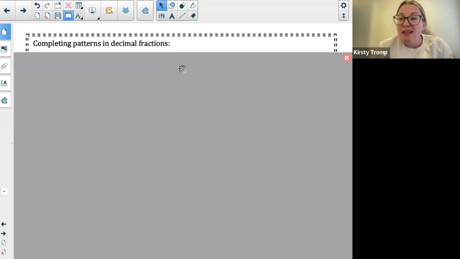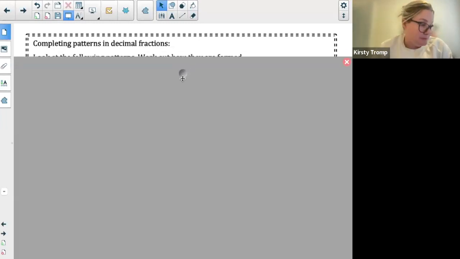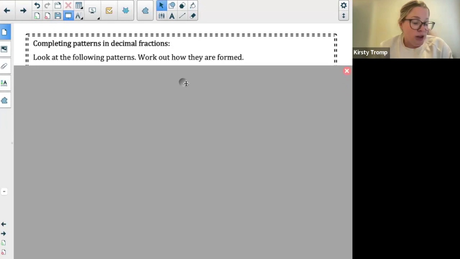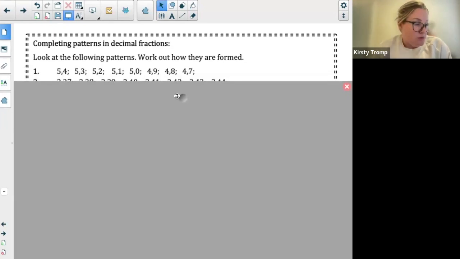fractions. Now, you'll see that word fractions there again, guys, because like I said, common fraction and a decimal fraction, pretty much the same thing. It can be converted. Okay. So look at the following patterns and work out how they are formed.